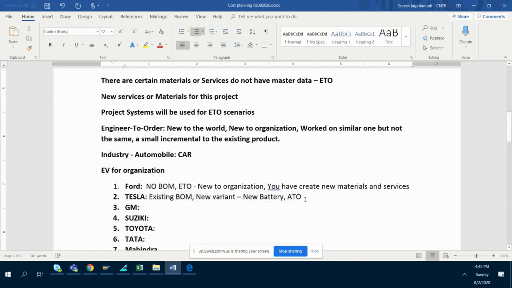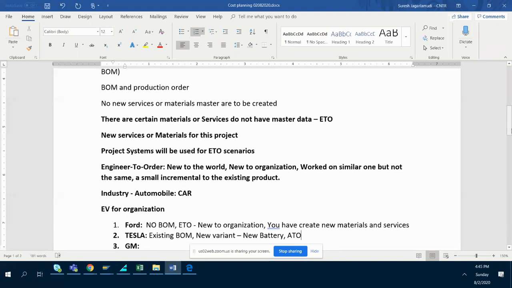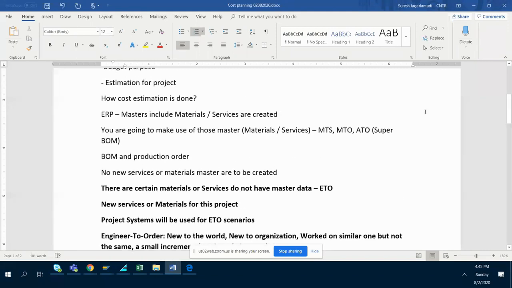MTS is used for commodity. It means if it is a 200 rupees product, yes, you can use MTS. You can produce lakhs and crores and market yourself. But here it is not like that. We are talking about a 30 lakhs worth car. You cannot just produce it like that, put it at the customer site, and ask people to take it. No, that is not going to happen. People won't take that.